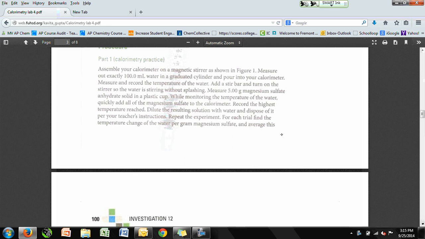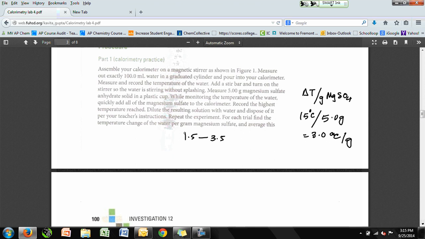And your idea was to get a value of change in temperature per gram of magnesium sulfate. And if you recall, you used 5 grams of magnesium sulfate. So if your temperature change, let's say, was 15 degrees Celsius, then your value is around 3 degrees Celsius per gram. The range is, for most of the kids, they are getting between 1.5 to 3.5 degrees Celsius per gram. Anything within that range is good.